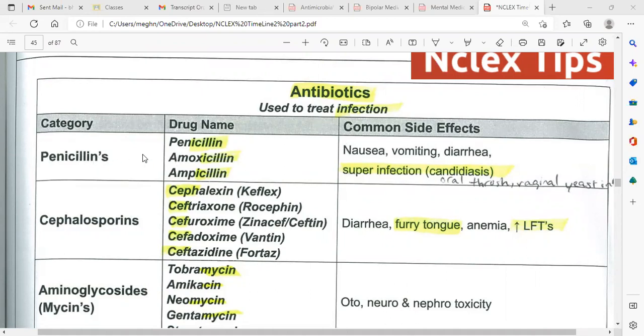The common side effects of penicillin are nausea, vomiting, diarrhea, and superinfections. Like, a patient came to you for pneumonia or UTI and you gave them strong penicillin. Because of the strong penicillin, the good bacteria also die, and then a fungal infection can occur. Fungus can cause infection called candidiasis. So it is called superinfection.